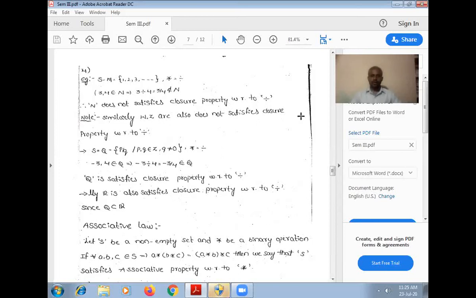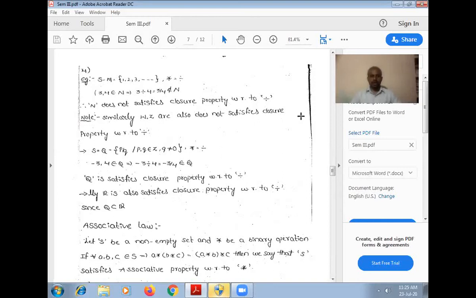So now let's consider S equal to Q. Q means the rational number set, denoted by Q. Q equals the set of p by q such that p, q belong to Z, q not equal to 0. Here star means divide.